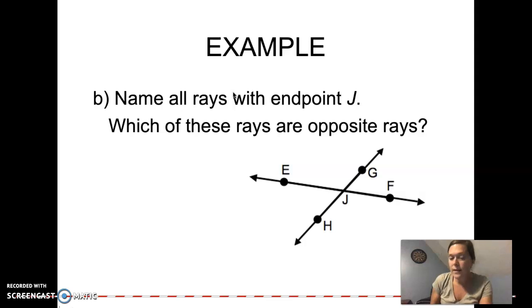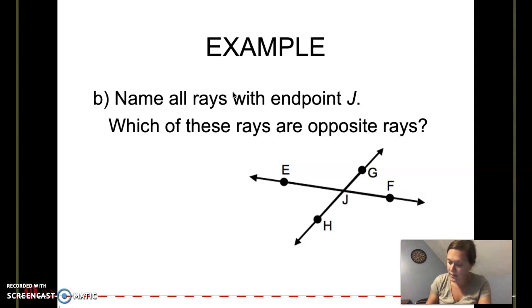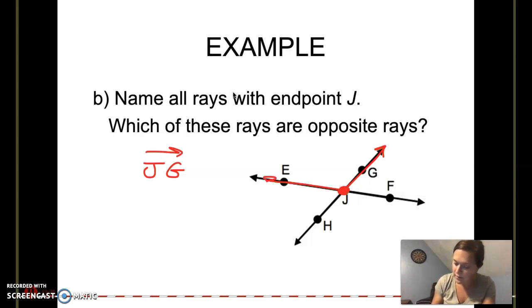Name all rays with endpoint J. All right, so endpoint J. So I have this ray right here. That would be ray JG. I have this ray right here. So that starts at J and then goes through E. I have the one that goes down this way, JH. And then I have the one that goes that way through F, JF.